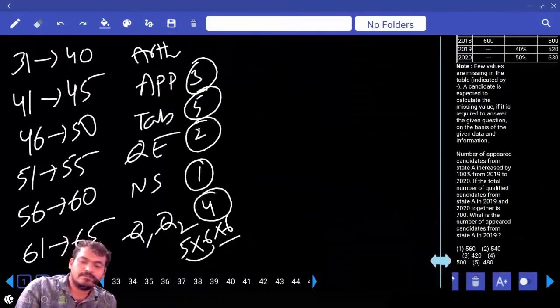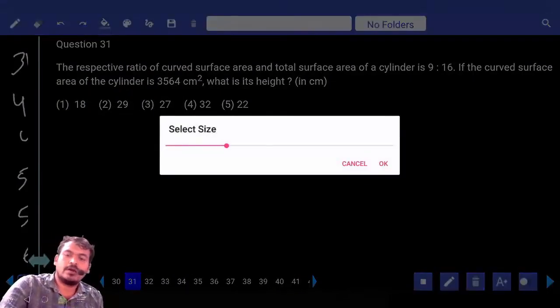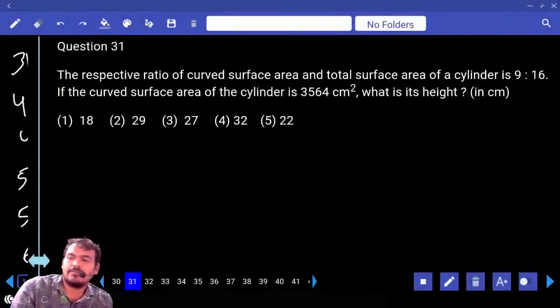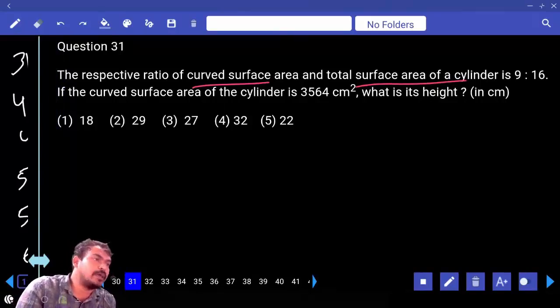31 to 40. The respective ratio in the curved surface area and total surface area of a cylinder is how much? 9:16. If the curved surface area of the cylinder is 3564, what is its height or not? What is the curved surface area formula? 2 pi RH, total surface area 2 pi r into r plus h.